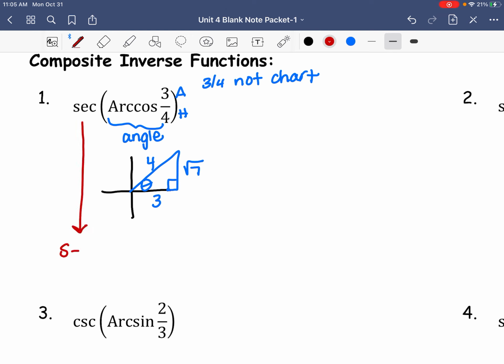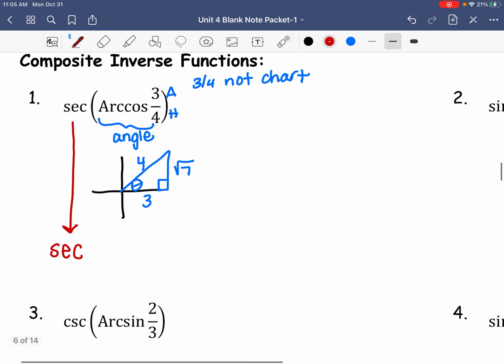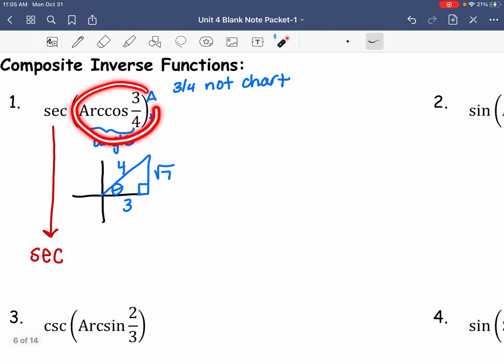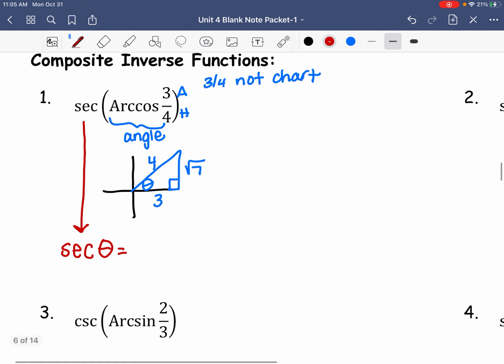Now, on the outside, I still have secant. And the answer to this, remember, was an angle. I don't know what the angle is, so I'm going to write it as theta. And then I'm going to use the triangle to find the secant of theta, which is going to be hypotenuse over adjacent. Hypotenuse is 4, adjacent is 3.